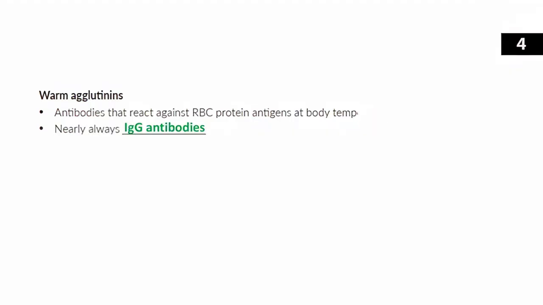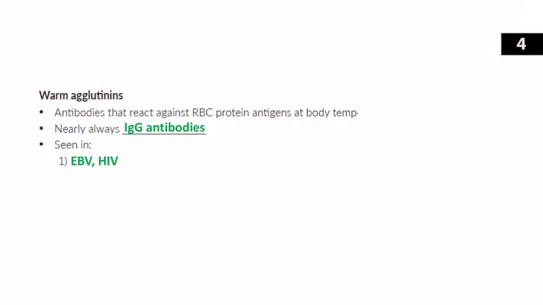Warm agglutinins are slightly different. It's also autoimmune, but it's a different antibody. These are antibodies that react against red cell antigens at body temperature. So this can happen spontaneously without needing a cold environment. The second bullet says these are nearly always IgG, and these are seen in four main things. Viruses, such as Epstein-Barr virus and also HIV can do this.